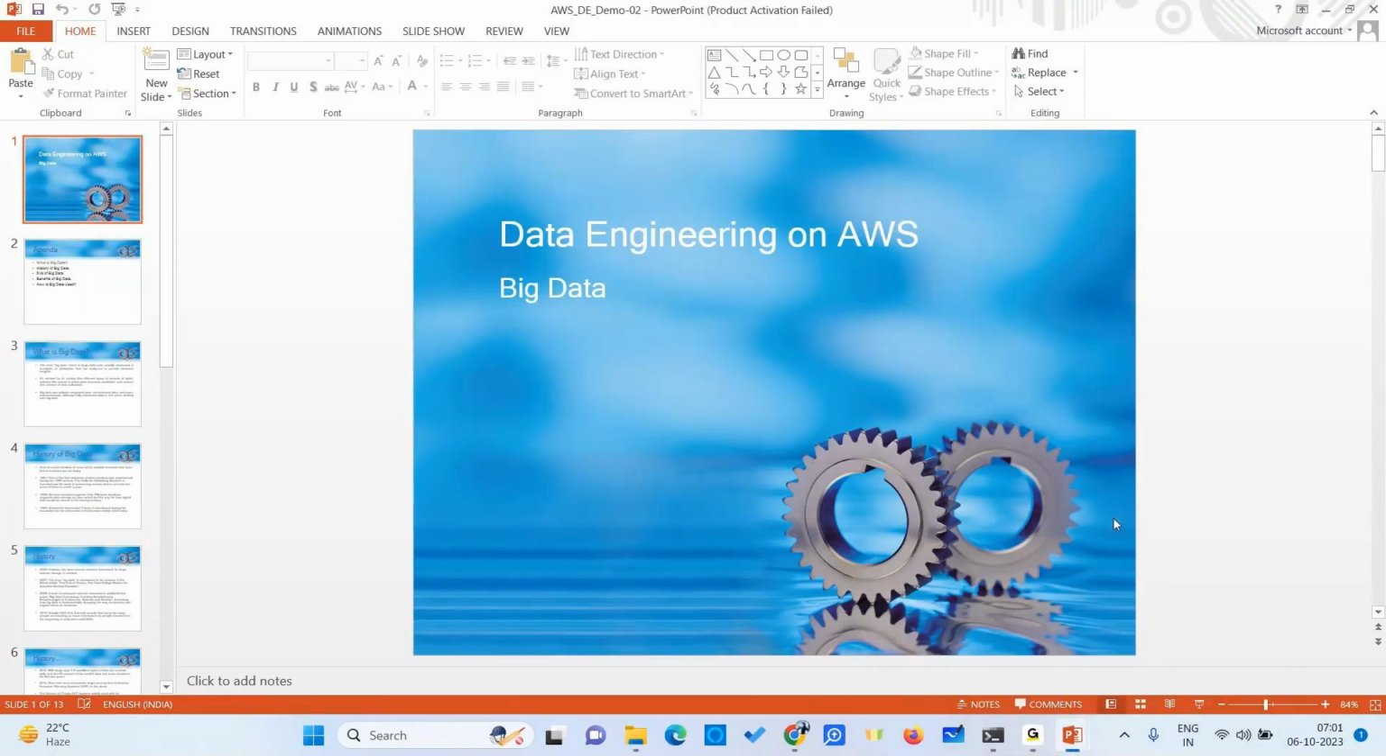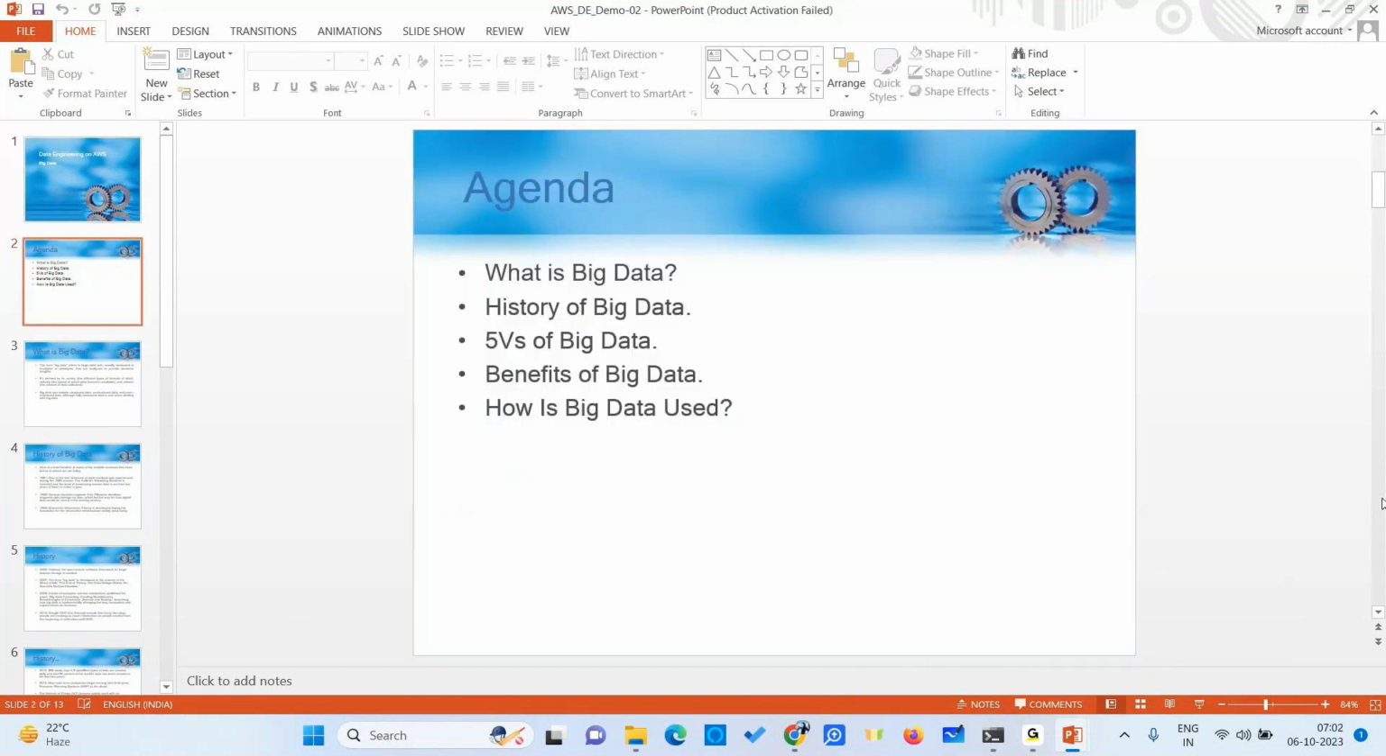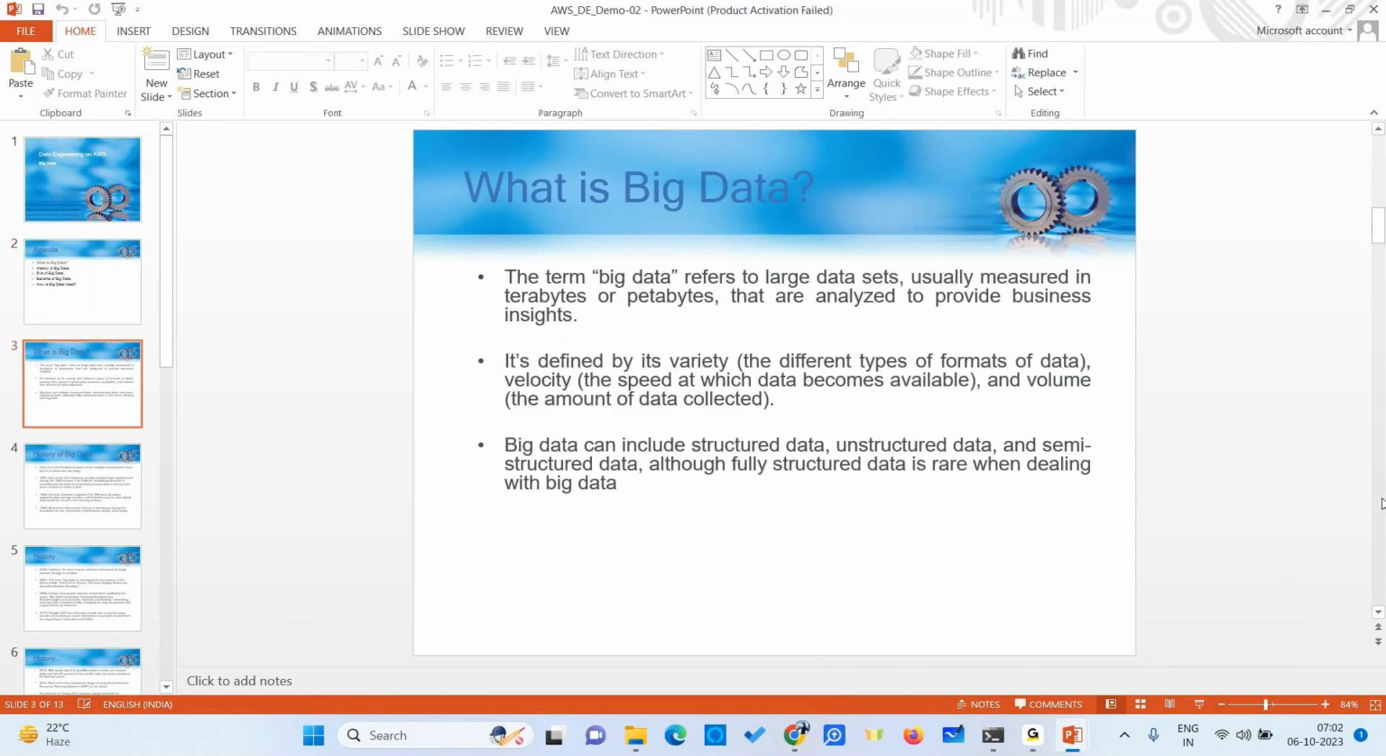So yesterday we discussed big data and the importance of big data in the data engineering domain. What is big data, and the history of big data. It is large data sets. Big data means large data sets, usually measured in terabytes or petabytes or exabytes. Nowadays, it is growing and growing all the time.